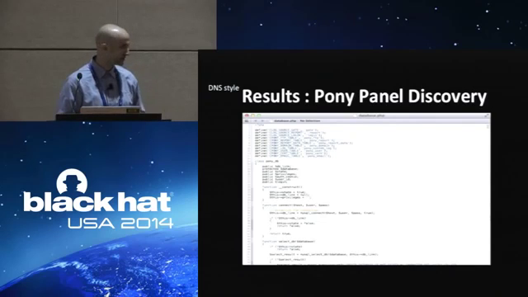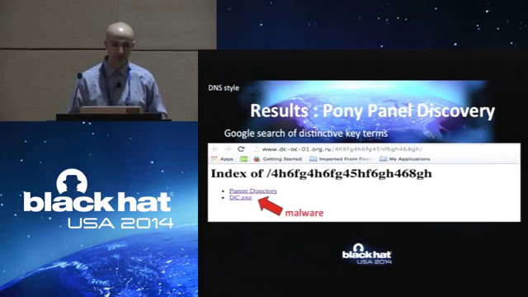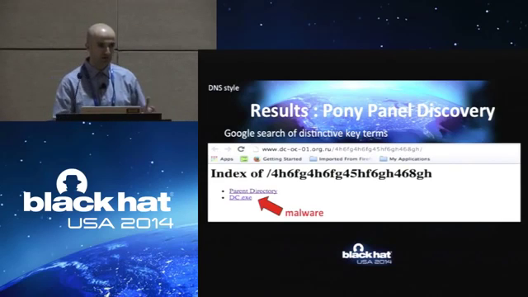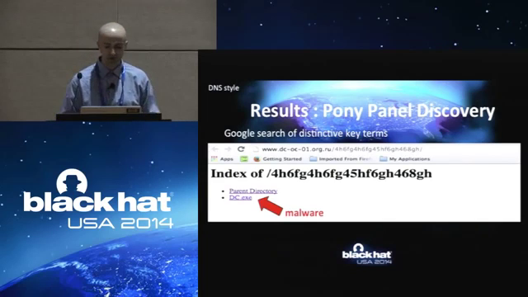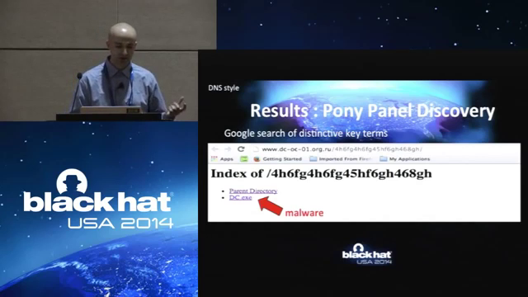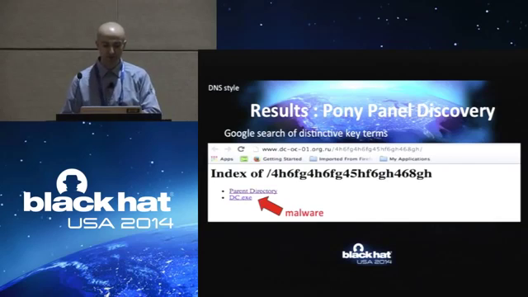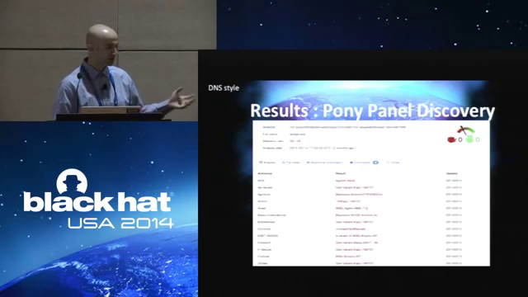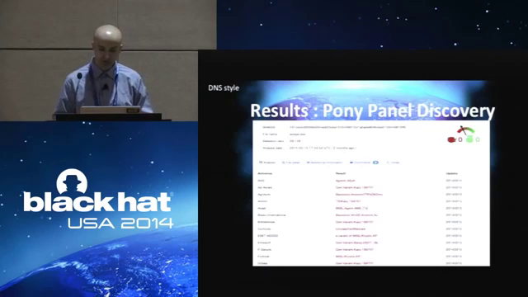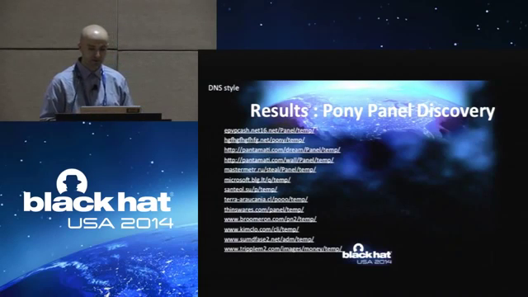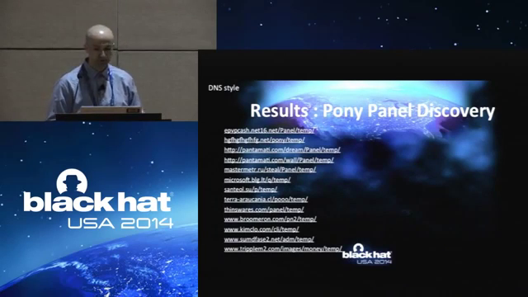And then what we did further is that we searched Google for key terms we found on the panel, trying to find if there were any other similar sites having the same structure. Interestingly, one of them had the same structure, and it was hosting another piece of malware. In this case, it was an Andromeda botnet malware piece. And then this is another list of panels we found.